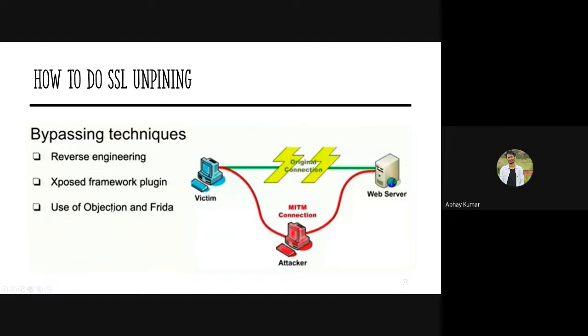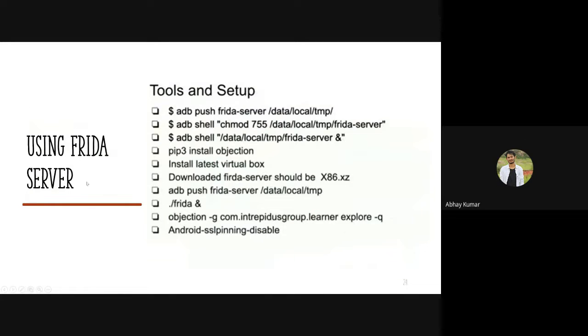Third, use of obfuscation and Frida. Frida is a framework or utility that you can install on the device, and you can put the package name into Frida and try to bypass the SSL pinning of that application. To use the Frida server, you can do adb push of the frida-server file, change the permission, then do adb shell and execute the frida-server file. Once it is executing, you can bypass for that package name.